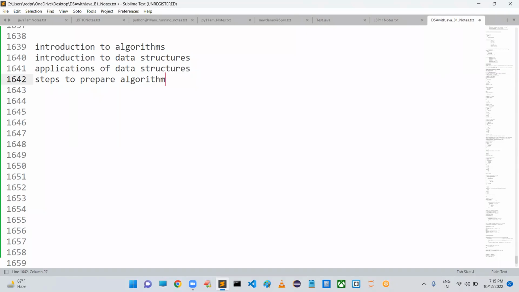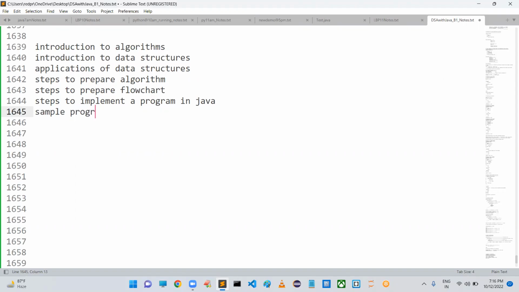If I want to prepare any algorithm, what steps do we have to use? And the steps to prepare a flow chart. Of course we have not discussed this in detail, but we took one small program and analyzed it. We also saw the steps to implement a program in Java. Suppose I have an algorithm, how can you implement it in Java programming? We saw some sample programs with various cases and different logics. Almost 10 programs we covered.